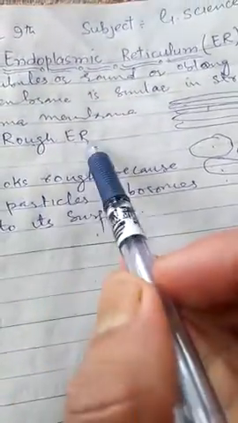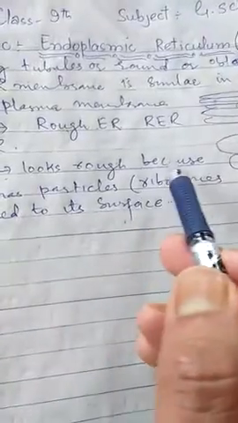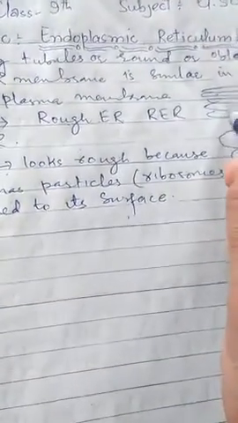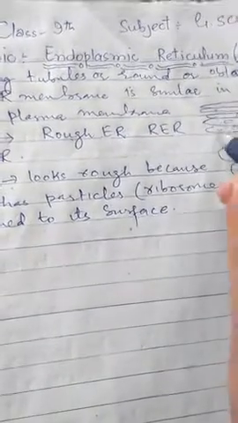There are two types of endoplasmic reticulum: rough endoplasmic reticulum, RER, and smooth endoplasmic reticulum. Rough endoplasmic reticulum looks rough because it has ribosomes attached to its surface.